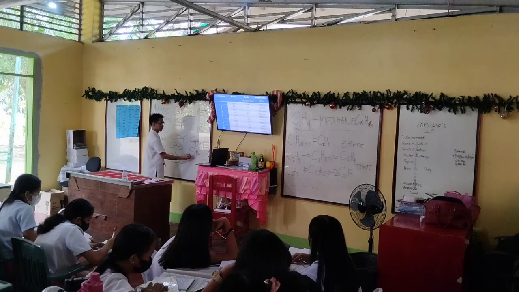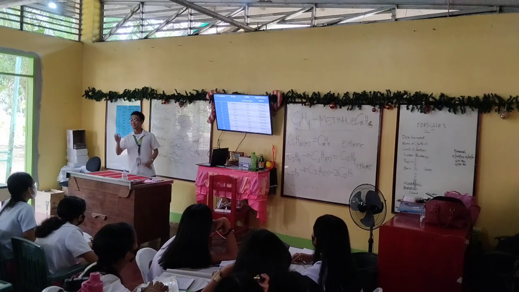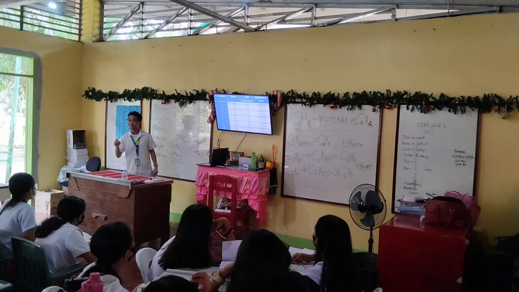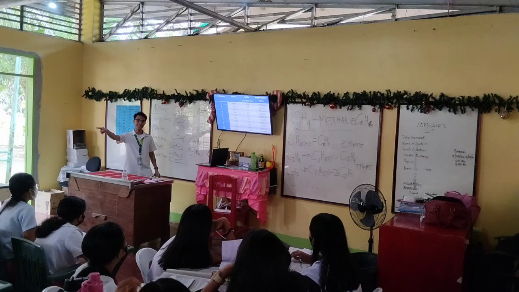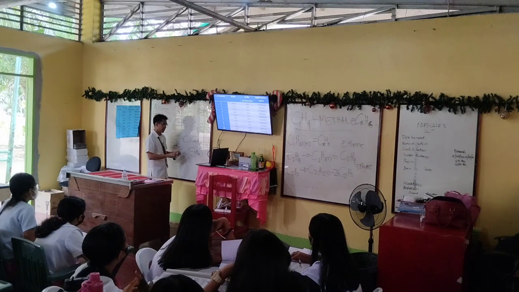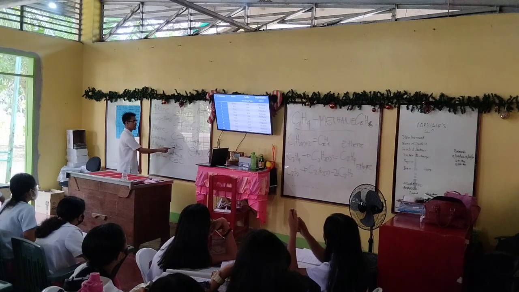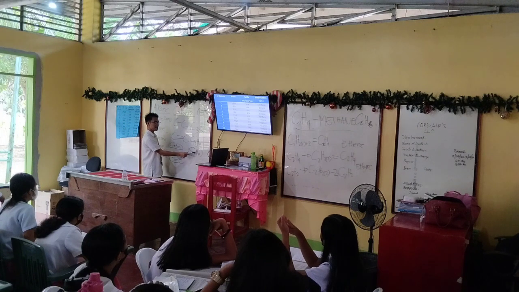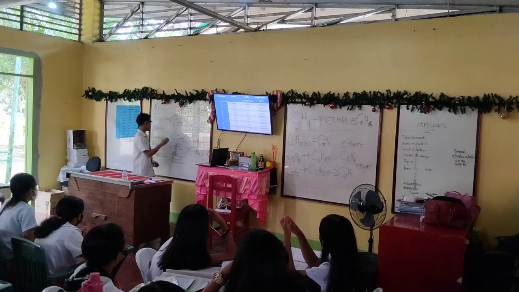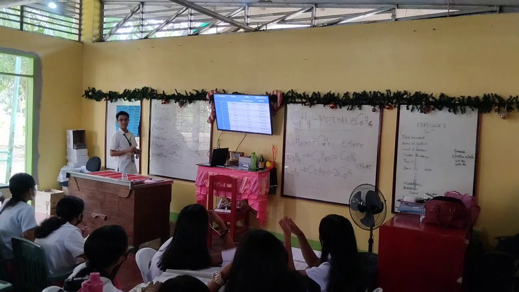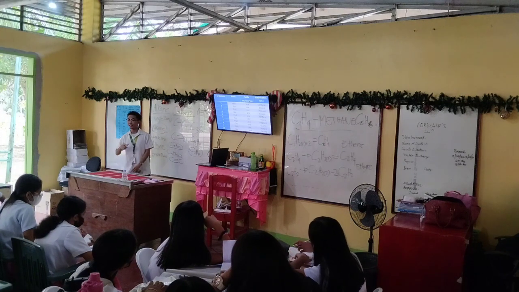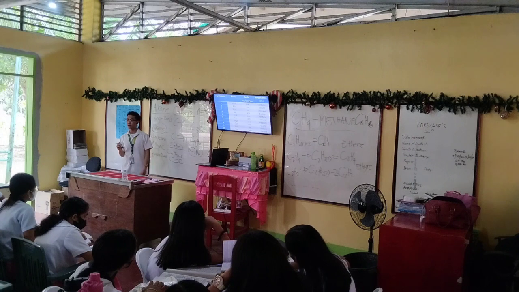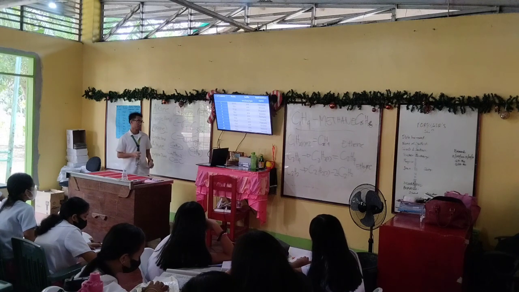C5H10. What is it? Pentane? Pentene. It's an alkene. By using this general formula of CnH2n, we multiply the number of carbon atoms by 2. So 2 times 5 gives us 10. So this is an alkene. It is not an alkane. So again, we just use this general formula in identifying the different groups of hydrocarbons.